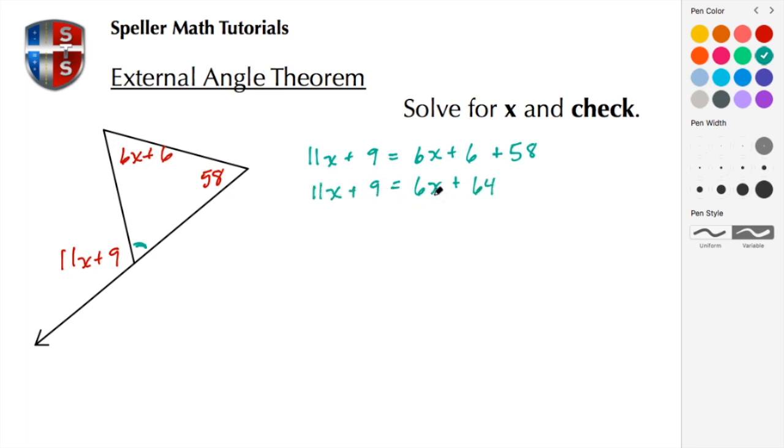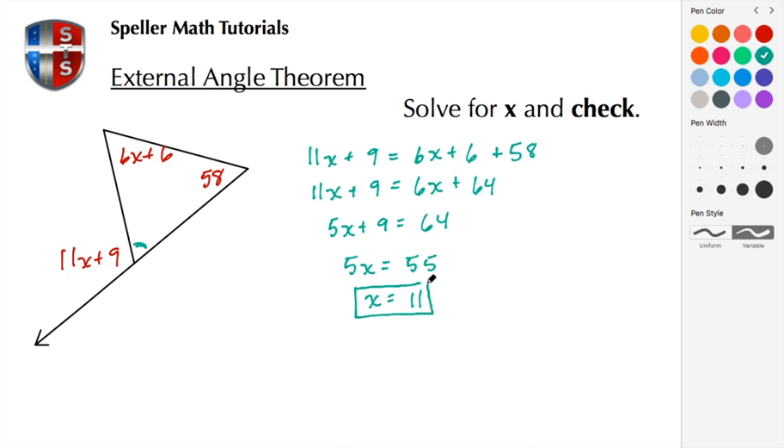Going to gather our x's to the left hand side, so we're going to subtract 6x from both sides to end up with 5x plus 9 is equal to 64, and then we're going to subtract 9 from both sides, so we have 5x is equal to, well, 64 minus 9 is going to give us 55, and then we're going to divide both sides by 5, and here we see that x is 11.